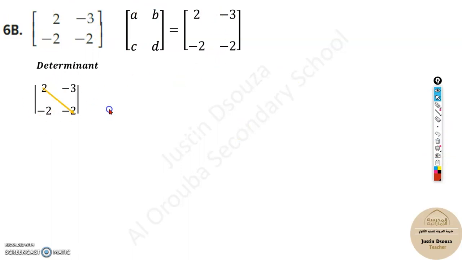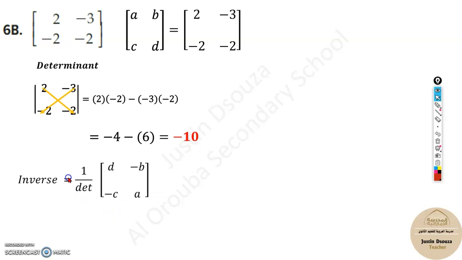So determinant basically is draw the two diagonal lines, and then you write them. 2 times -2 minus 3 times -2. You will get the answer. It's -10. Now this is not 0. So that means the inverse exists. So there is a formula for inverse.